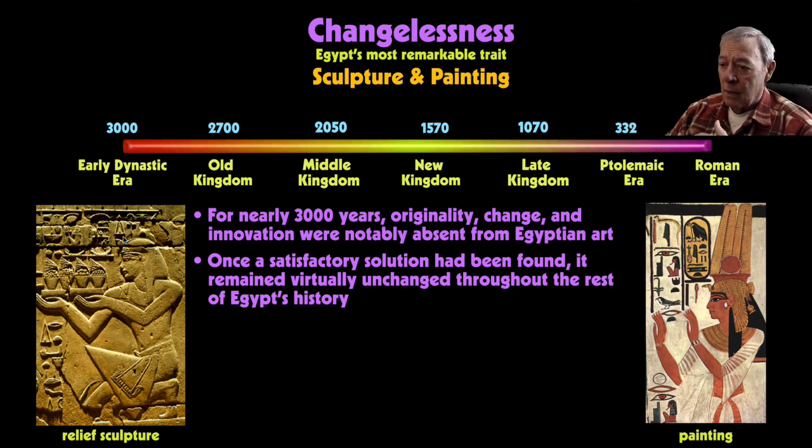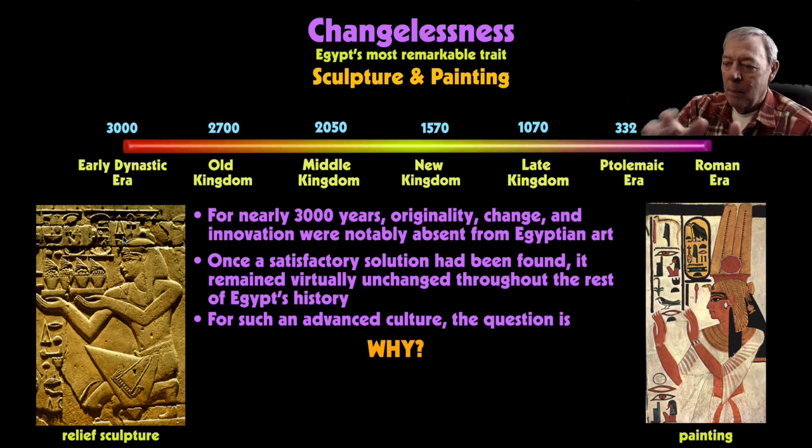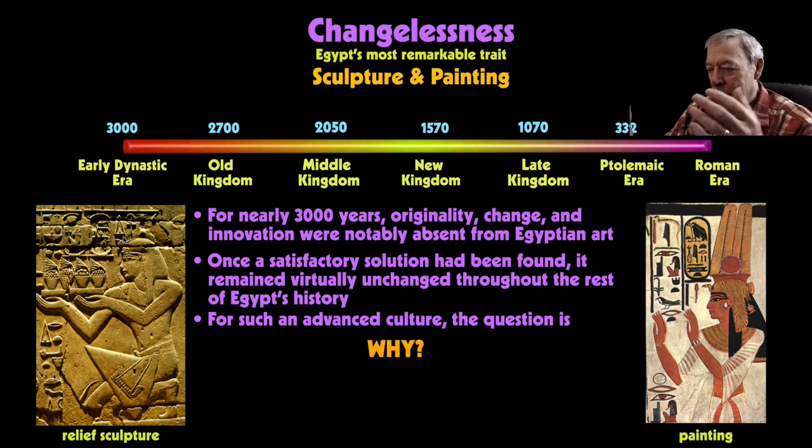Now the question is, for such an advanced culture, why was that the case, right? You would expect evolution, you would expect developmental changes, you would expect going from primitive to sophisticated. But that doesn't seem to be the case with the Egyptians. Once a satisfactory solution had been found, and I'm going to show you one of the very first satisfactory solutions to figure work, it then remains virtually unchanged for the rest of Egypt's 3,000-year history. The obvious question again is, why was that the case?